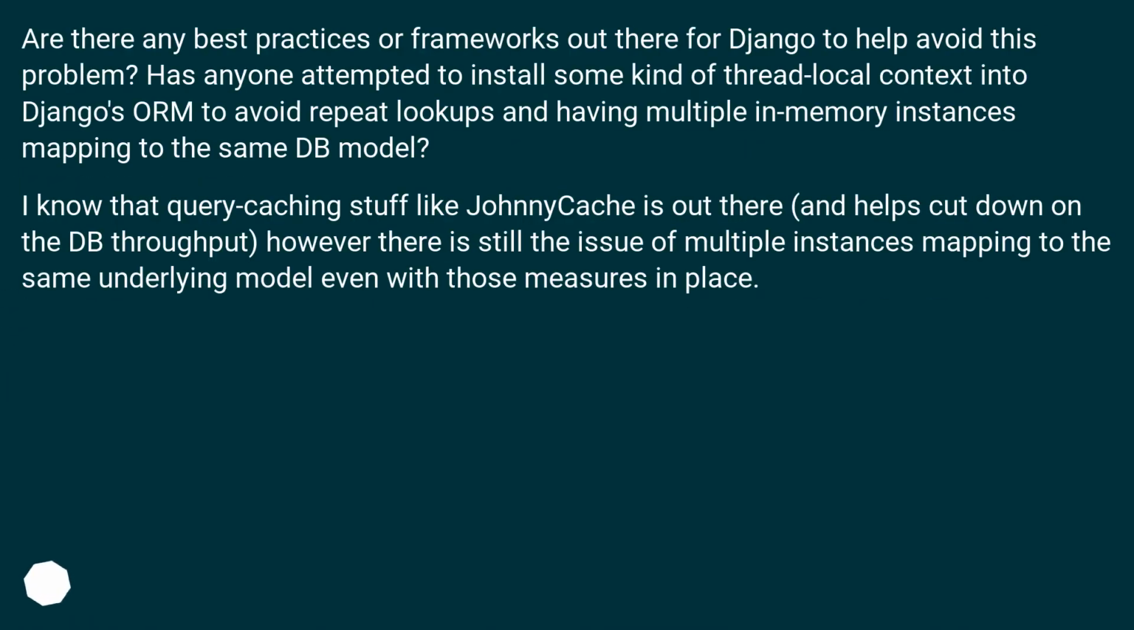Are there any best practices or frameworks out there for Django to help avoid this problem? Has anyone attempted to install some kind of thread local context into Django's ORM to avoid repeat lookups and having multiple in-memory instances mapping to the same DB model? I know that query caching stuff like Johnny Cache is out there, and helps cut down on the DB throughput. However, there is still the issue of multiple instances mapping to the same underlying model even with those measures in place.